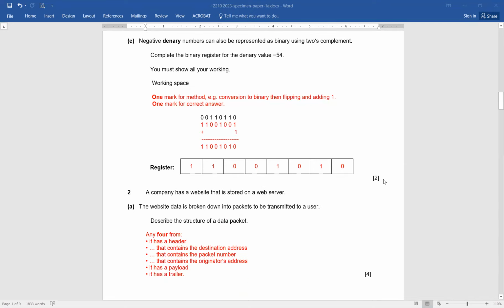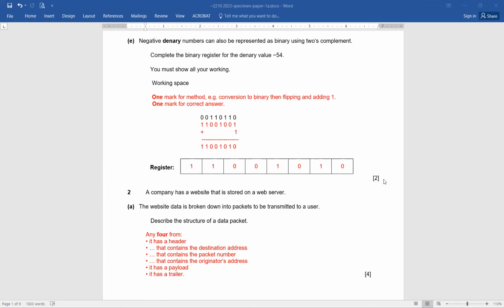So what are the components of your data packet, or what is the structure for data packet? So you have learned already that it has a header, and that header contains the destination address, the packet number, and the originator address. So if you have mentioned that, that's wonderful. It has a payload. By the way, do we remember the size of the payload? Excellent, Ahmed. It is 64 kilobytes. And it has a trailer, which is in the end.